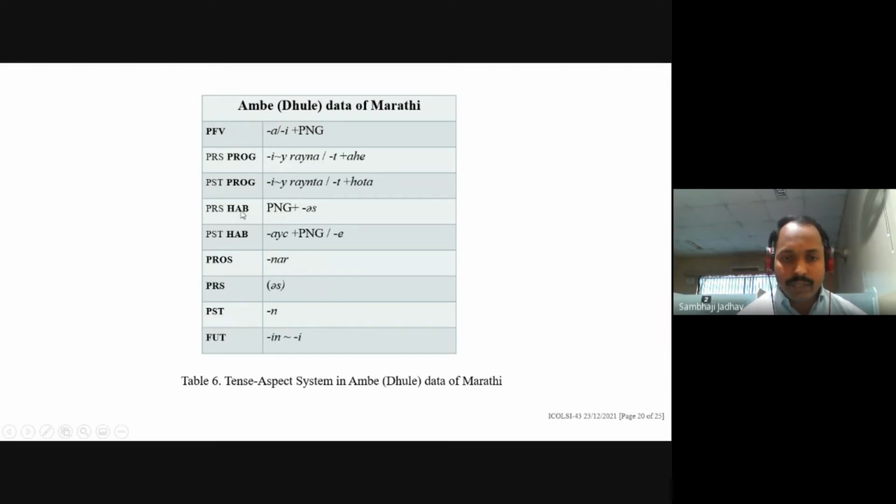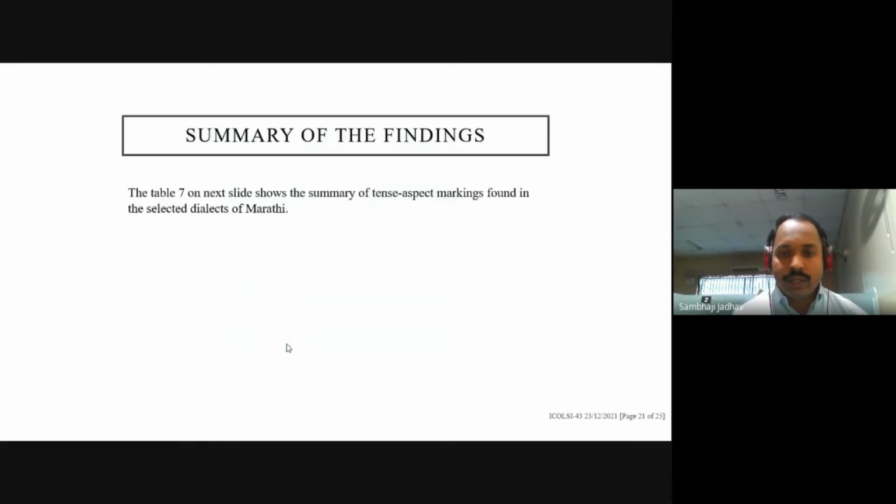So for present habitual us versus past habitual is, and A optionally, there is a variation within this. You find sometimes this A marking coming, as we saw in another variety like Nagpuri. And then for past you get no marking. Here is also a difference, and then you get this E or in as a future marking. So, summary of the findings.